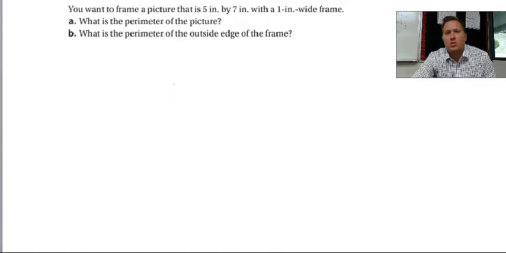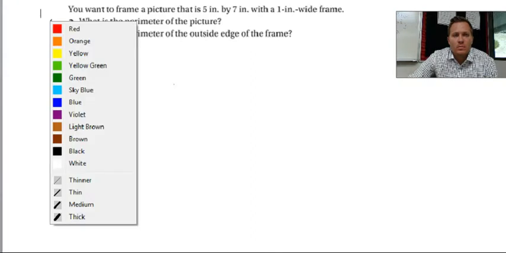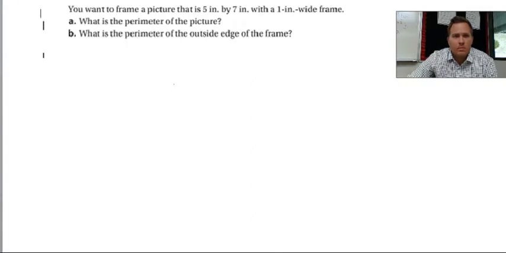Alright, next let's go to our first problem that we have right here. So we're going to write problem number 1. Problem number 1 right here. Alright, you want a picture frame that is 5 by 7 with a 1-inch frame. What is the perimeter of the picture?